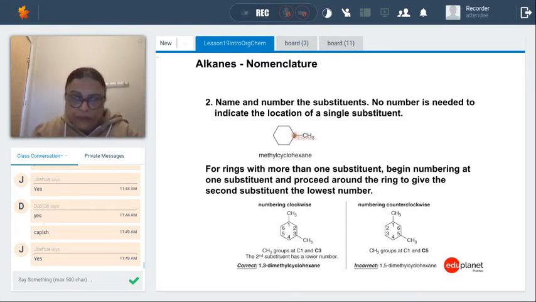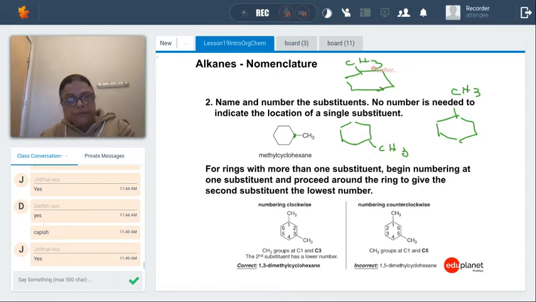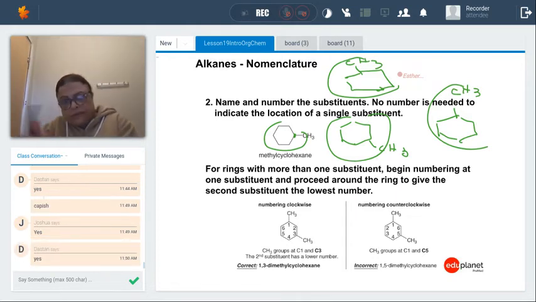So when I have one branching, this is methyl cyclohexane. And it doesn't matter if I draw it like this, or I draw it like this, or like this, or I draw it like this. It's the same molecule. I just turn it and it's the same molecule. Can you see that this is the same as this, is the same as this, is the same as this? You just turn it. Okay? So this would be methyl cyclohexane.